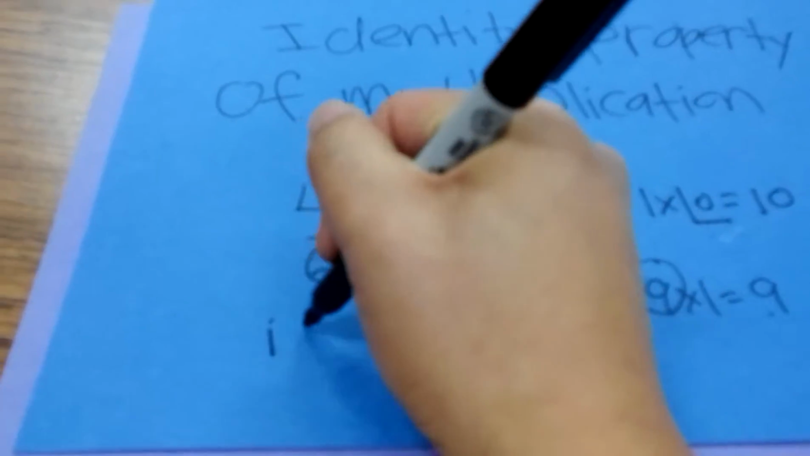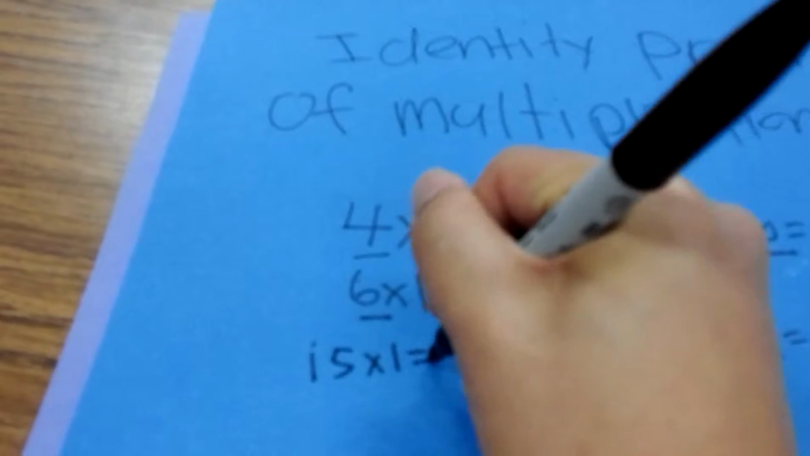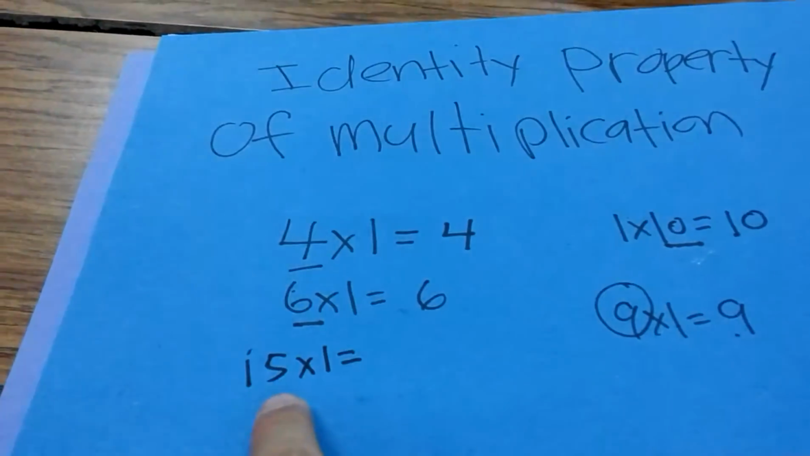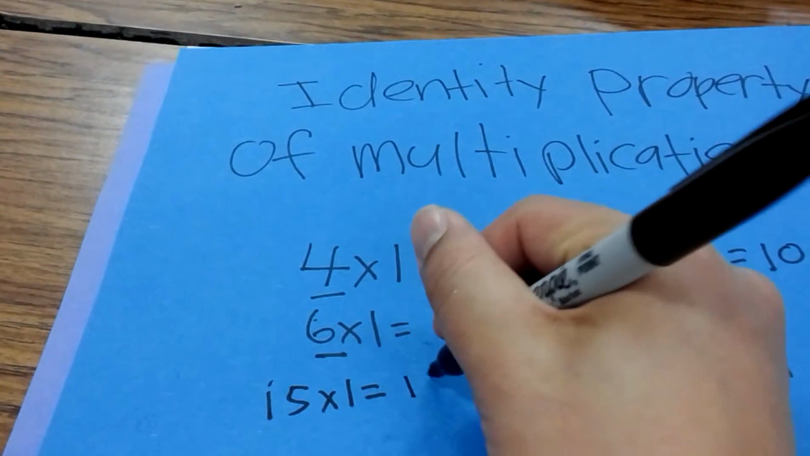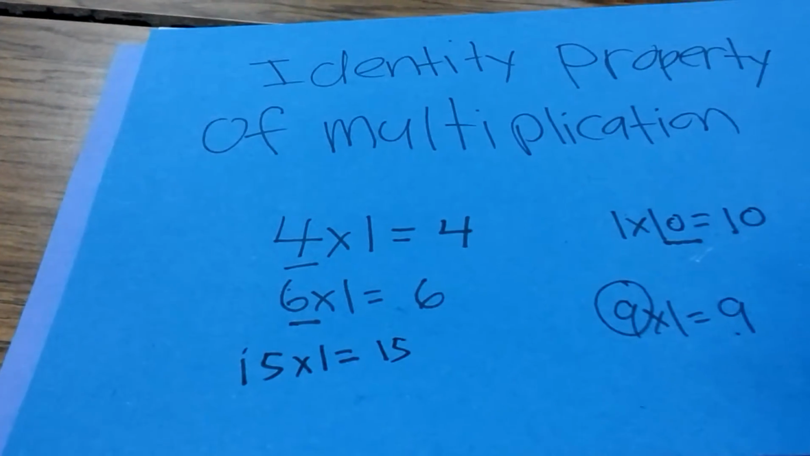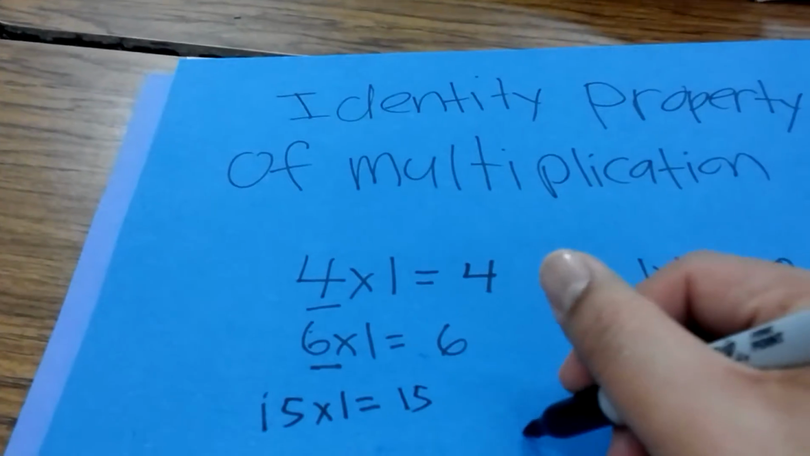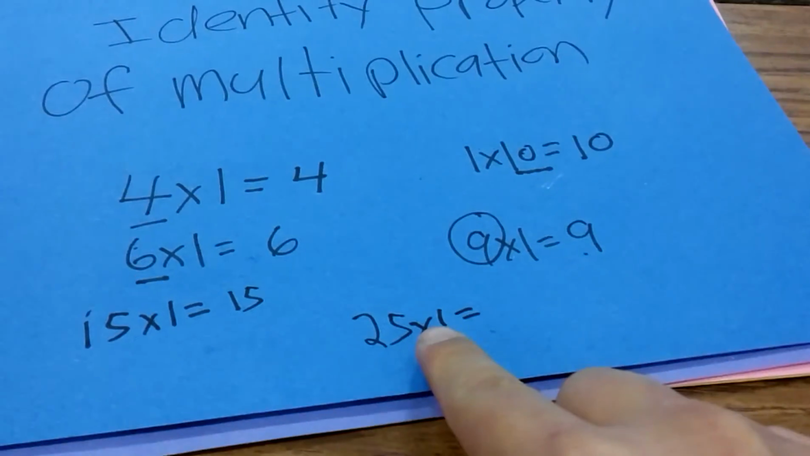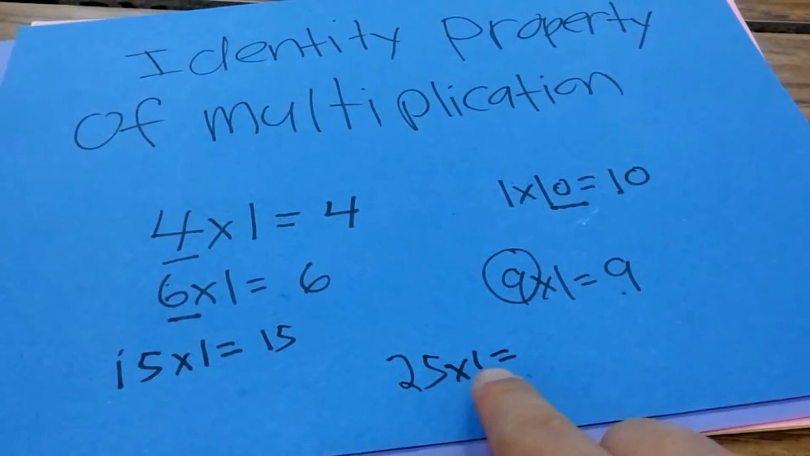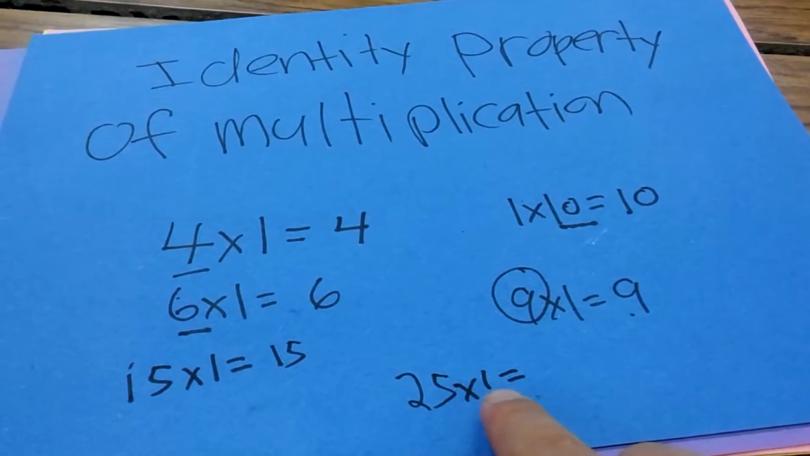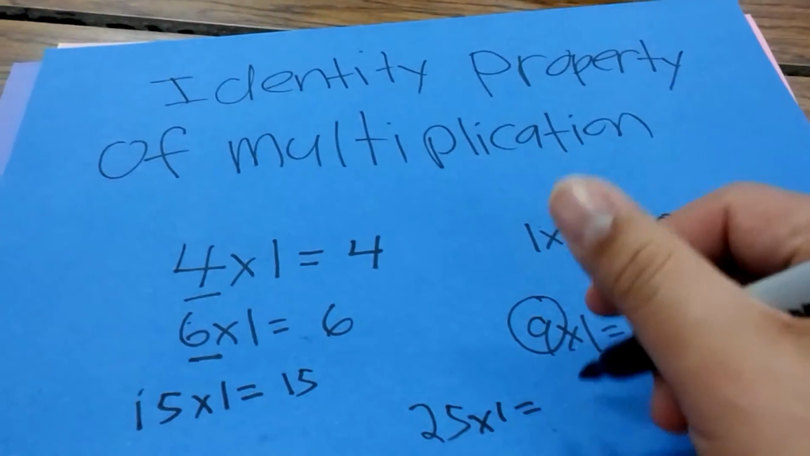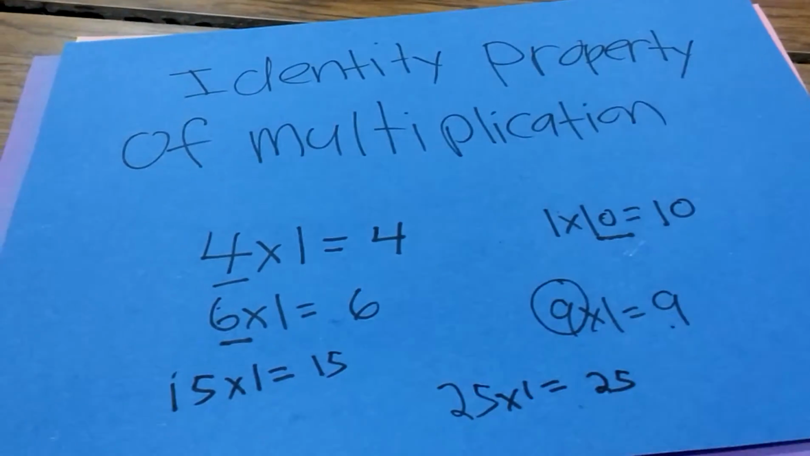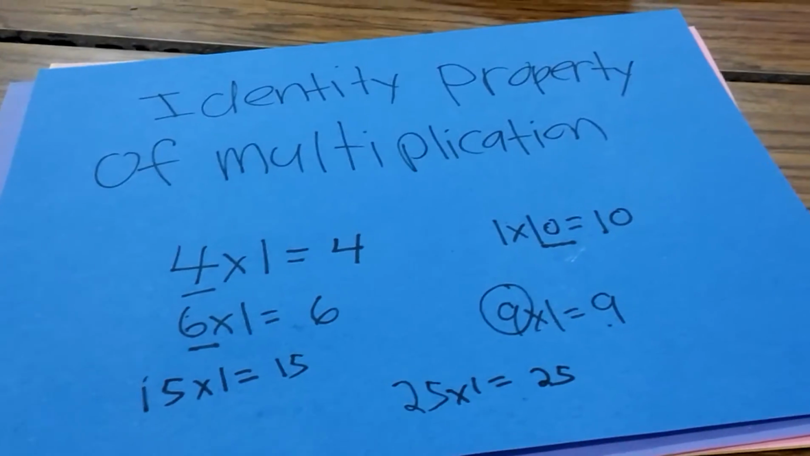What if I have 15 times 1? Okay, well, multiplying by 1, I'm going to use the identity property of multiplication. The other number is 15, so 15 times 1 has to be 15. Okay? What if I have 25 times 1? I'm going to use the identity property. What's the other number? The other number is 25. So 25 times 1 must equal 25. Okay? Now, ladies and gentlemen, that is the identity property of multiplication.